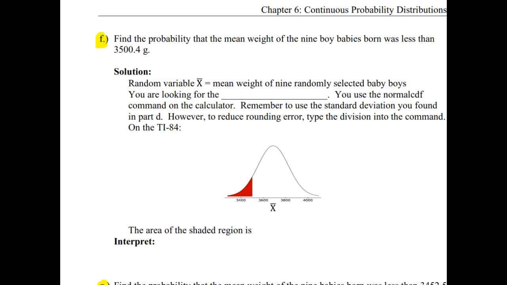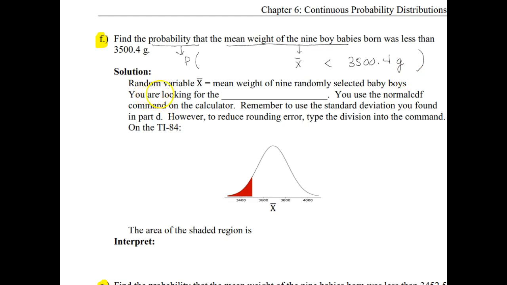All right, so now we're asked to find the probability that the mean weight of the 9 babies, that's a value of x bar. Probability, that is our P parentheses. So we want the probability that the mean weight of the 9 boy babies born was less than 3,500.4 grams. Okay, so here we've just translated all of the words back into mathematical symbols.